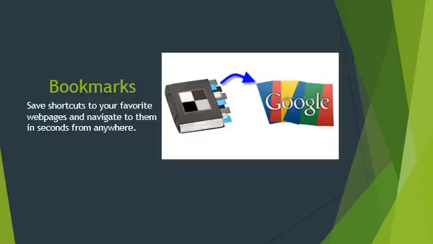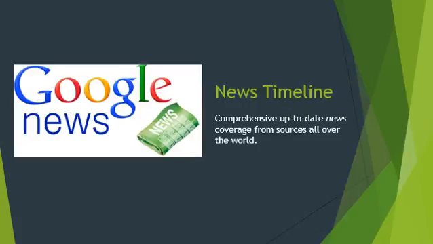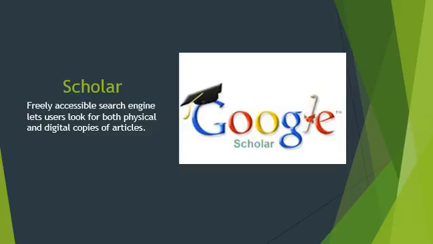Google Bookmarks allows you to save your favorite links and web pages for your classroom. This is handy for student projects and assignments. Google Books allow you to access Google's online library and search by topic. This is a very useful tool within a classroom for projects and assignments because you can search the world's most comprehensive index of books. Google's News Timeline allows you to browse news results in a timeline by day, week, year, or decade. This is a great tool for current events projects and assignments because you have access to comprehensive, up-to-date news coverage from sources all around the world.